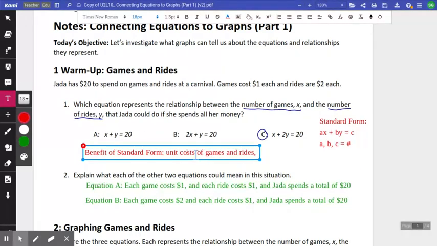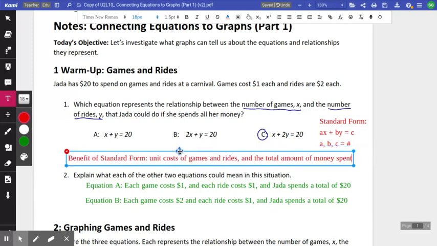We were also able to see that for each equation it equals 20. The fact that it's in standard form, when we can see it equals 20, helps us know how much total money she has to spend. So we also were able to say, I know the unit cost of a game, the unit cost of a ride, and the total amount of money spent. These are all benefits of having these equations in standard form.